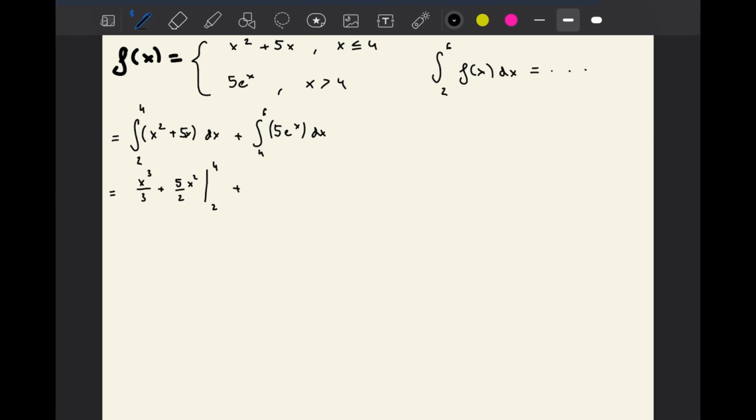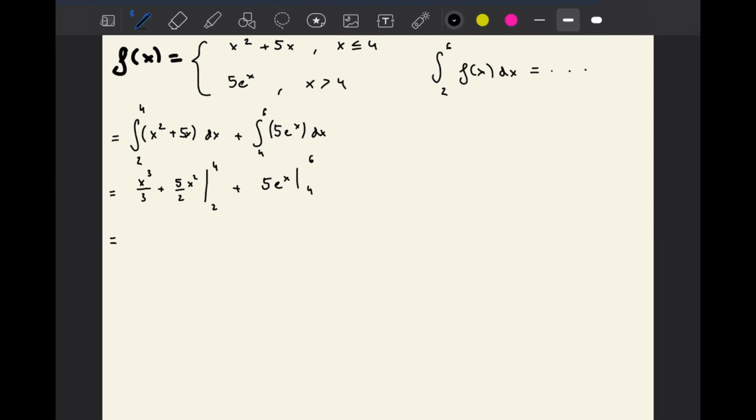Plus, over here we have 5 times e to the x, which is just going to stay 5 times e to the x in between 4 and 6. Alright, so now, as this is a definite integral, we're going to find each of these parts and subtract the lower value from the higher value, and then we add them together.